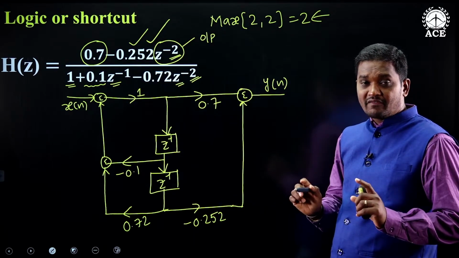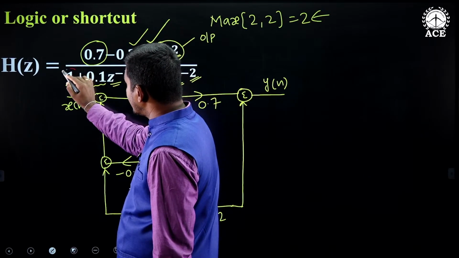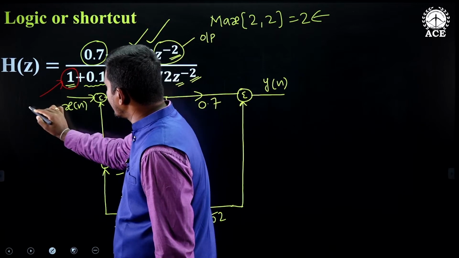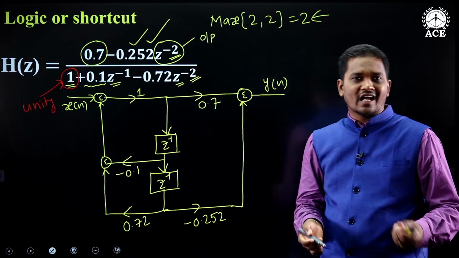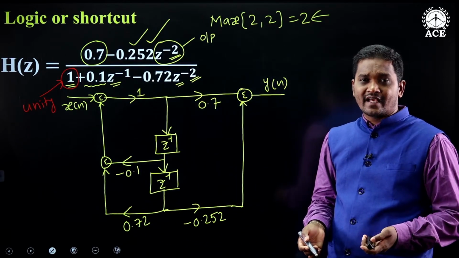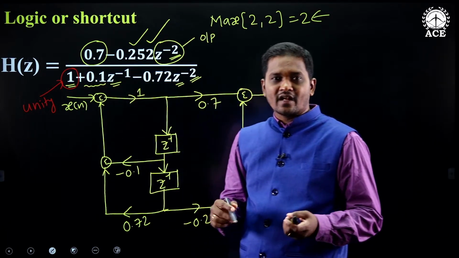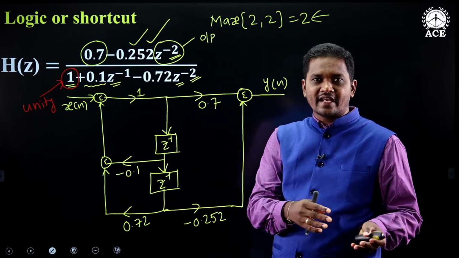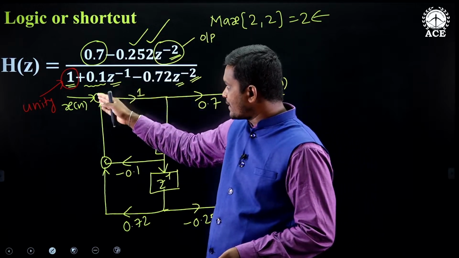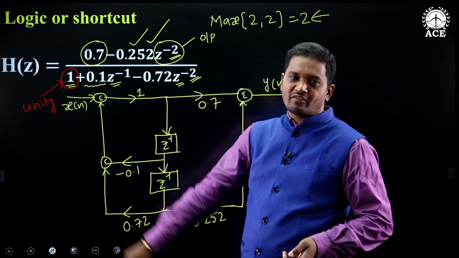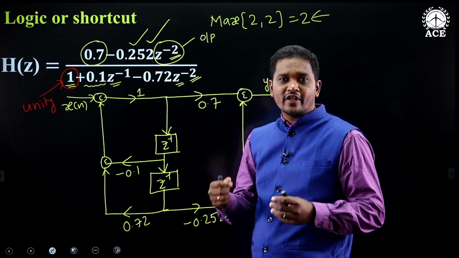Here the very important thing to implement this logic is that the first constant should be 1. This should be unity. Then only it is possible to apply the logic. Suppose unity is not there, and here 3 is there instead of 1. What you need to do is take 3 common, and it becomes 0.7 by 3, minus 0.252 by 3, plus 0.1 by 3, minus 0.72 by 3. Like that you follow the procedure. Understood? This is the important thing: the value here should be unity. Then only you apply this logic.